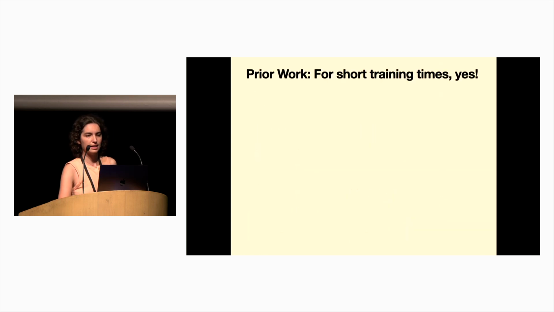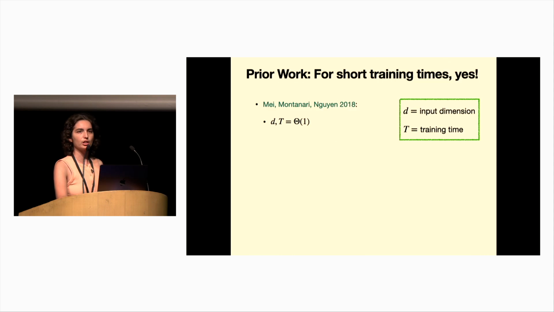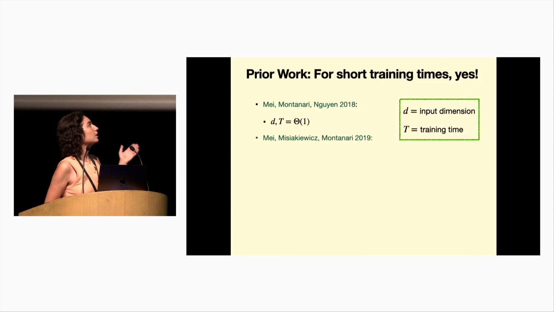So a lot of prior work has actually told us that for short training times, the answer to this question is yes. We can approximate the polynomial width neural network by an infinite width neural network. So just a few highlights of works in this line. If the input dimension is d and t is the total training time that we train our network with gradient descent for, then Song Mei and his co-authors established that if d and t are both constant order, then as long as the width goes to infinity at some rate, you will have a close approximation that decays with the width between the infinite width neural network and the finite width neural network.